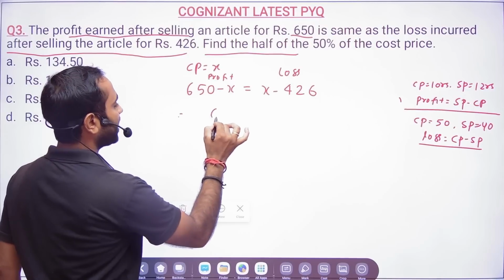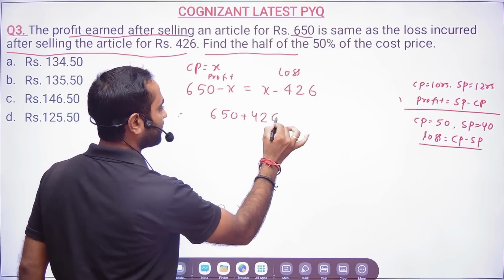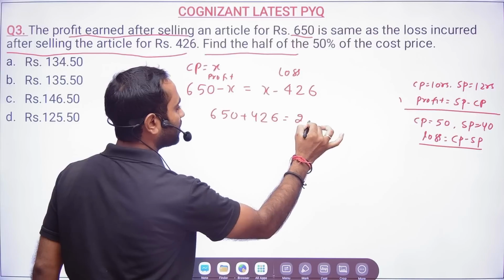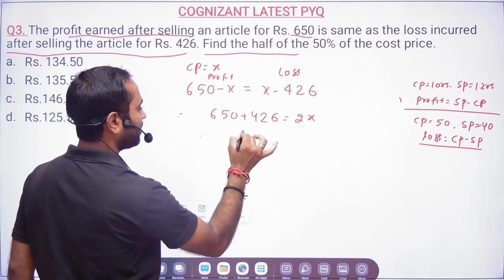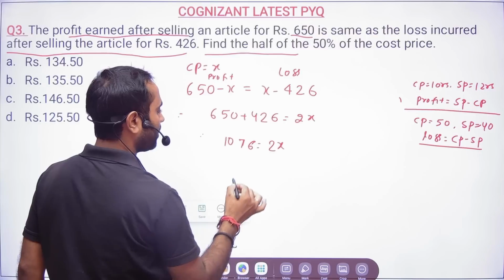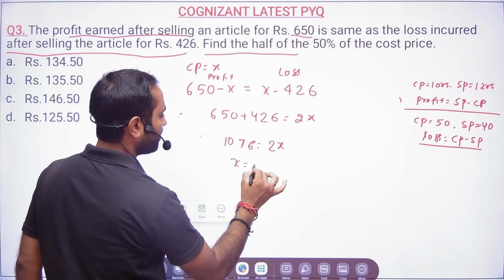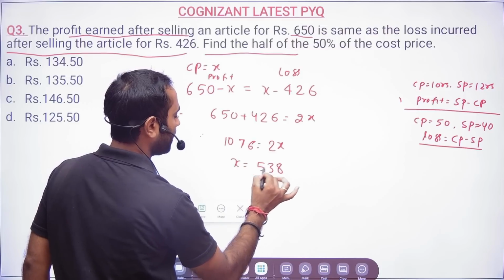Now 650, this is in minus, bring it this side, it will become plus. This is X, that will go that side, 2X. Now this is 6 and 5 is 11, 7 and 6 is 13, 4 is 10. So 2X is equal to 1076. So X will be equal to 538 rupees.